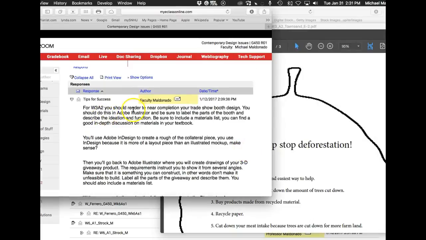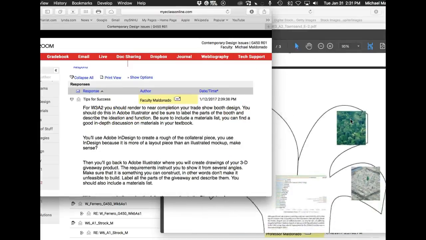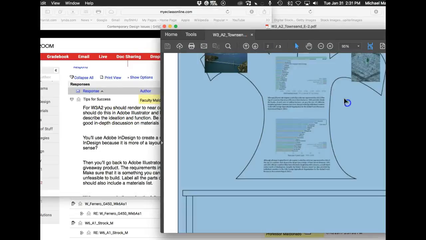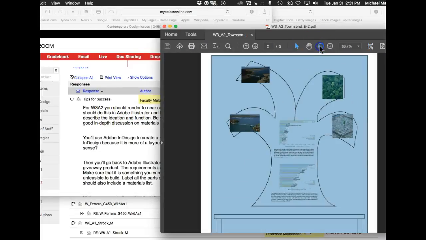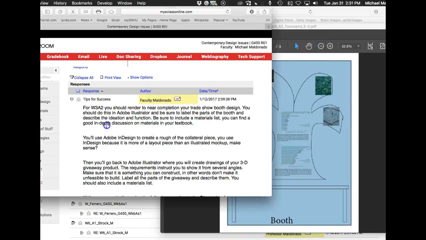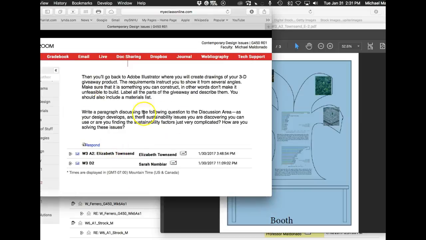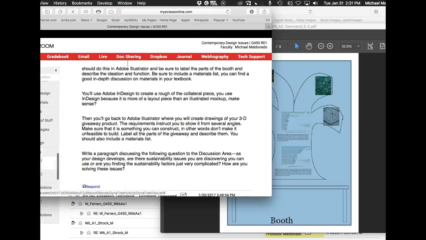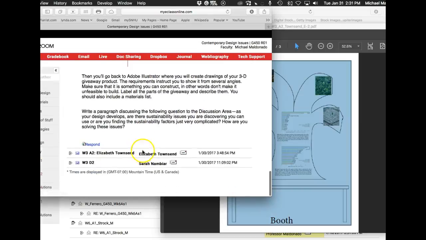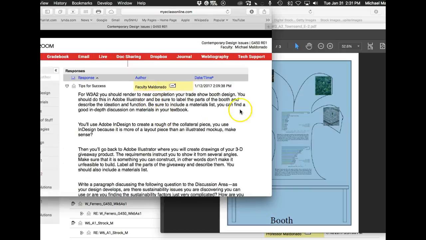So you should render to near completion your trade show booth design. Let me get that up here. There's your trade show booth design, and I just want to get that in so we can see it. Okay. And it says you should do this in Adobe Illustrator and be sure to label the parts. Now, this is my tips to success from this assignment, which is at the top of the assignment. And in all of these assignments throughout the entire course, I always give the first post. And in that post, I give tips on how to get an A on the assignment.